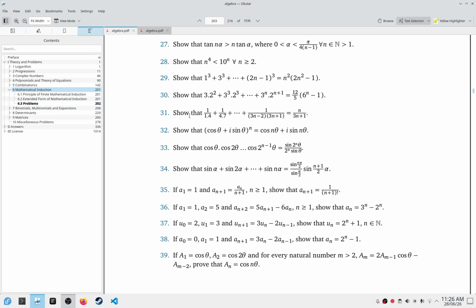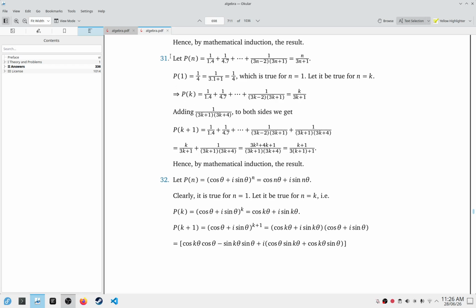Question 31 says, let's show that 1 over 1 times 4 plus 1 over 4 times 7 and so on up to 1 over (3n minus 2) times (3n plus 1) is equal to n over (3n plus 1). So we let the given expression be P of n, and we put n equal to 1. We get left hand side 1 by 4 and right hand side 1 by 3 times 1 plus 1, that is also 1 by 4. So P(n) is true for n equal to 1.